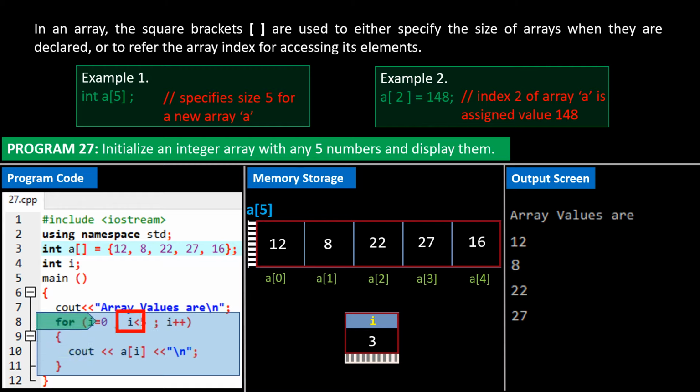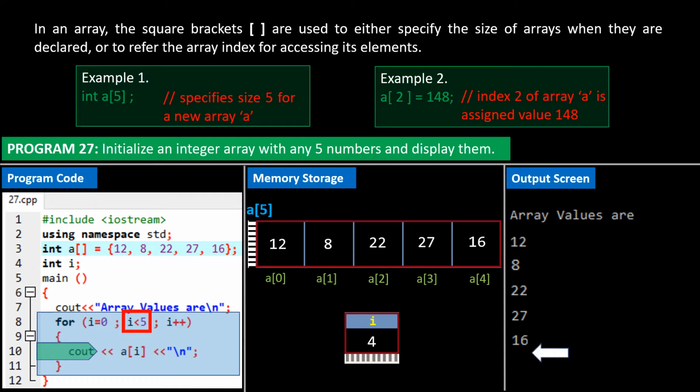Program control is once again on the for loop header. The loop modifier works. The value of I increments by 1. I becomes 4. The condition is checked. Is I less than 5? Yes, I is less than 5. Program control shifts to line 10. A of 4, or 16, is printed on the output screen. The \n character takes output control to the next line on the output screen.